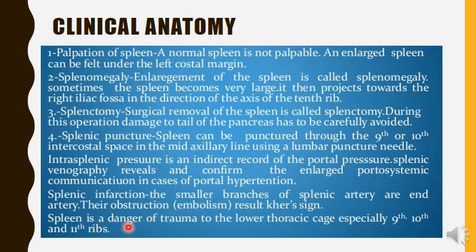The spleen is in danger from trauma to the lower thoracic cage, especially the 9th, 10th and 11th ribs, because it is related to those ribs. So any injury in that site, the spleen has a chance to get injured and lead to severe blood loss.